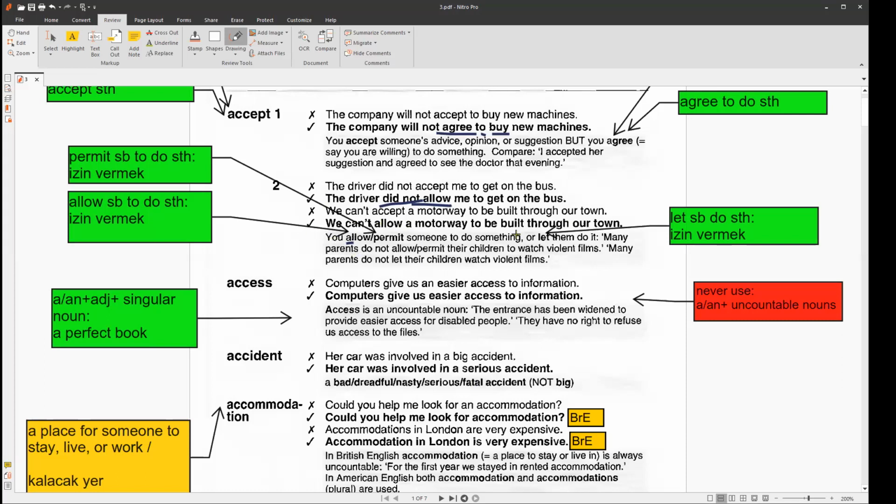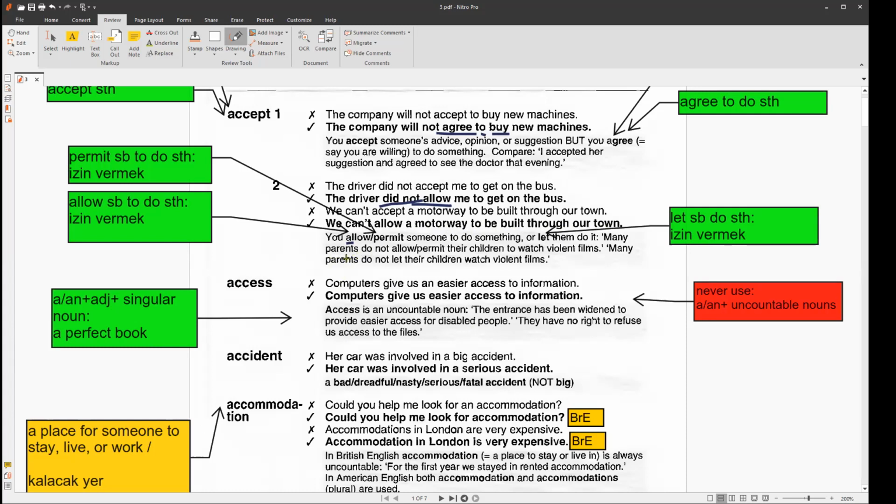Latife, can you please read this part? And wait a moment. Second example, we can accept a motorway to be built. B-E-L-T. Built. Built is wrong, everybody. We can't allow a motorway to be built through our town. So, Latife, can you please read this part?